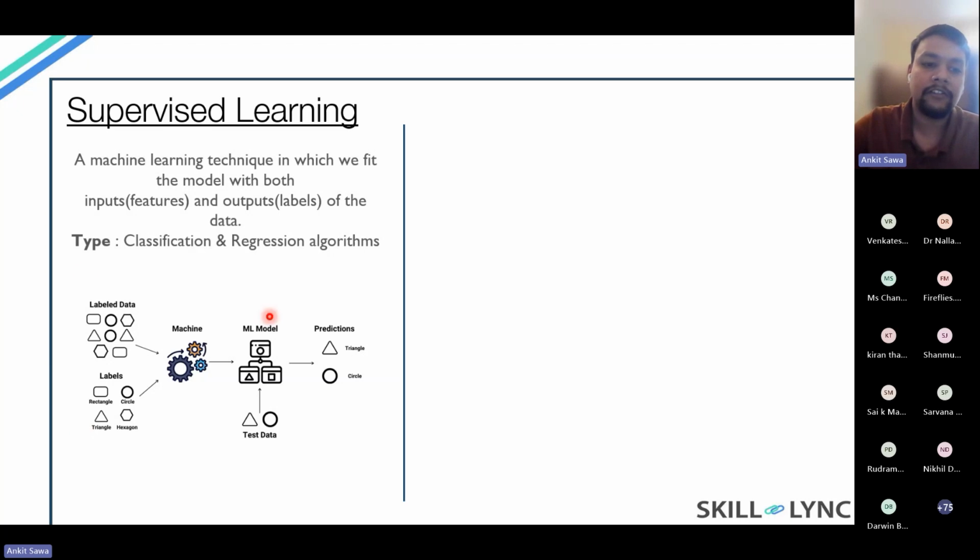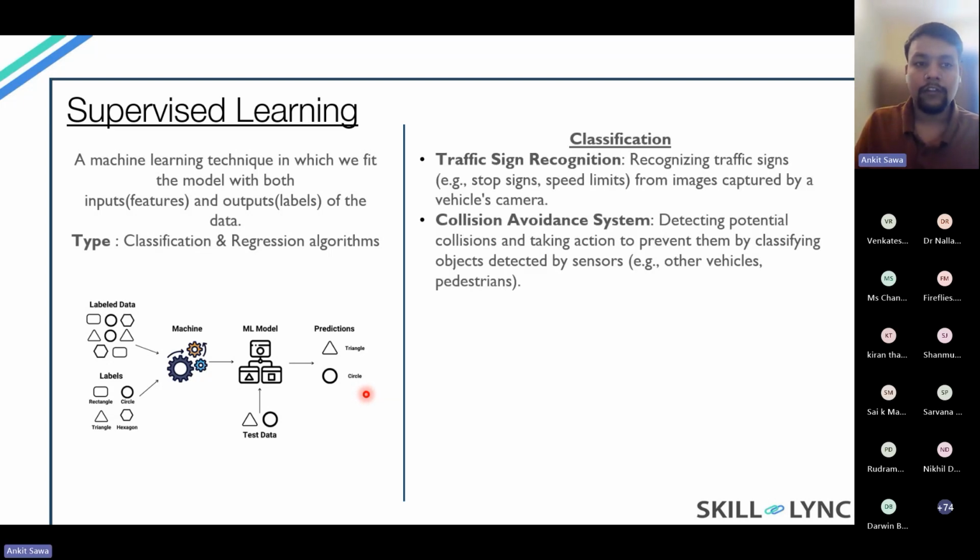Now, once the machine learns this particular pattern based on the labels that we have provided, whenever it encounters new, unknown data, let's say a different shape, then it's able to make predictions and help define what type of shape the input shape was. So this is what supervised learning very basically means in machine learning. There are two types of supervised learning. One is called classification and the other one is called regression.